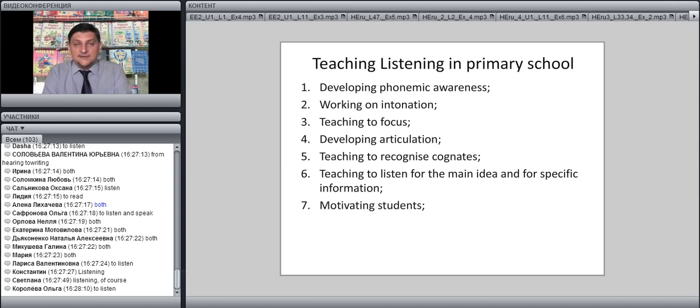Motivating students is another very important thing, and it can also be done through listening. And finally, we need to teach students to listen in context by employing their anticipatory mechanisms and schemata, the knowledge of typical situations. And now let's take a look at some examples of exercises and tasks which we can use in our textbooks.